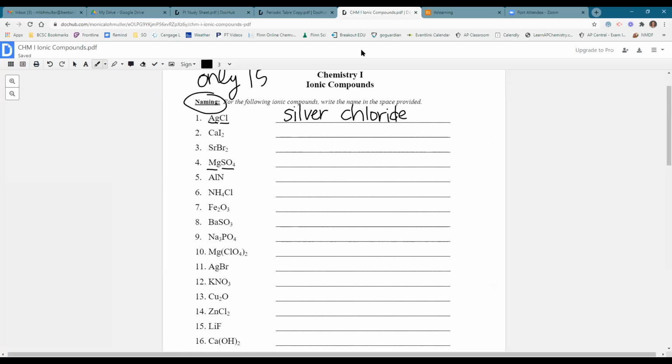Okay? So number 2 is very much like that as well, where we've got Ca and we've got I. For now, don't worry about the 2. That comes from charges. But for CaI, Ca stands for calcium. And then the I is iodine, but that changes to -ide, so it's iodide. So calcium iodide is the correct answer for number 2.